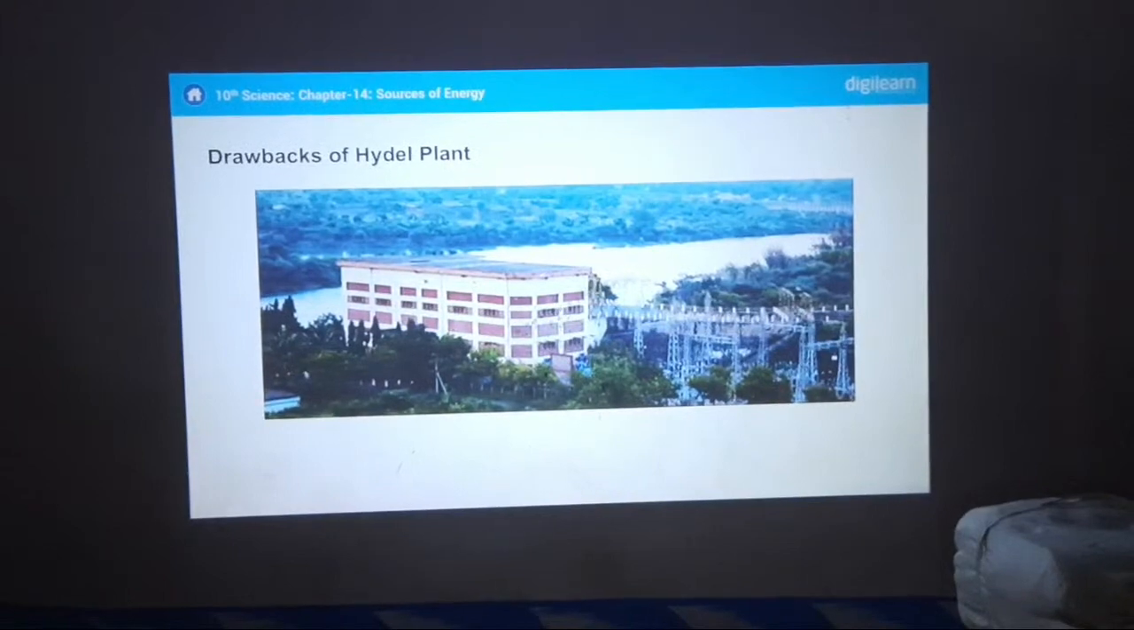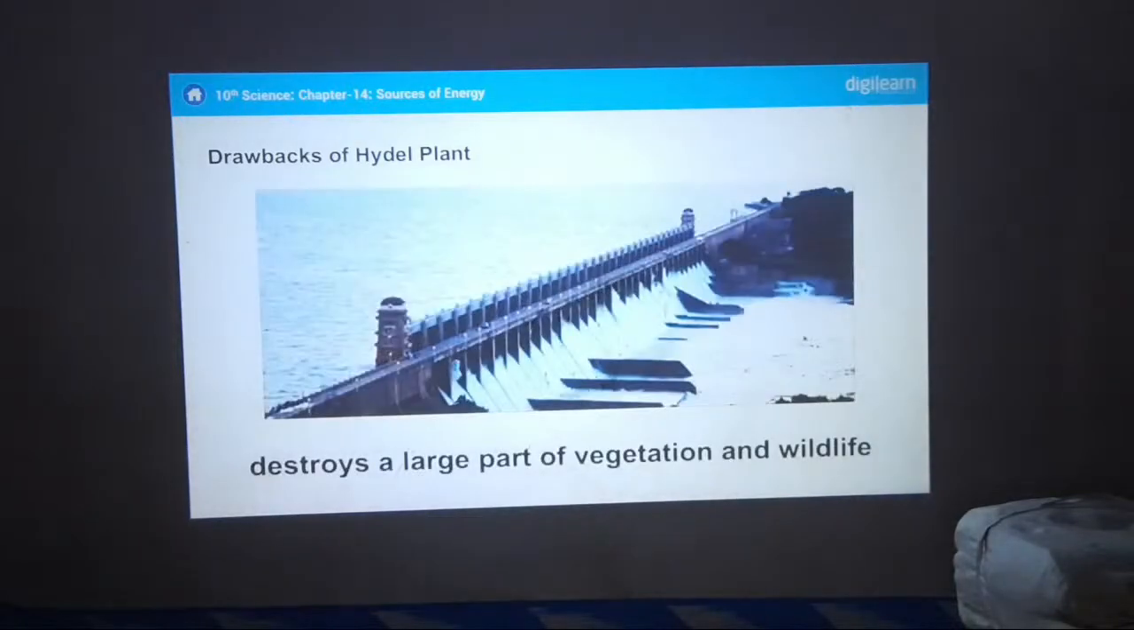Drawbacks of hydel plant. Building large dams is not good for the ecosystem. When a large dam is built, a vast tract of land in its vicinity gets submerged. This destroys a large part of the vegetation and wildlife, which does immense damage to the ecosystem. Moreover, when the submerged vegetation decomposes, it produces a huge amount of methane gas. Methane is a potential greenhouse gas and thus is not good for the environment.